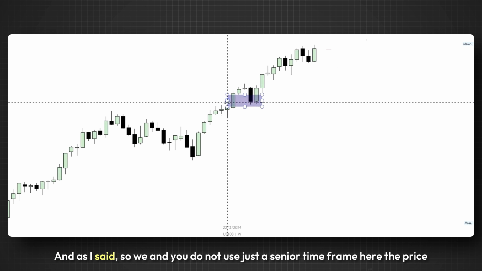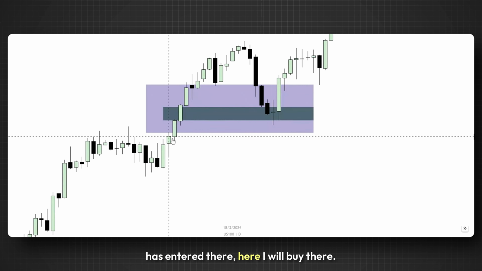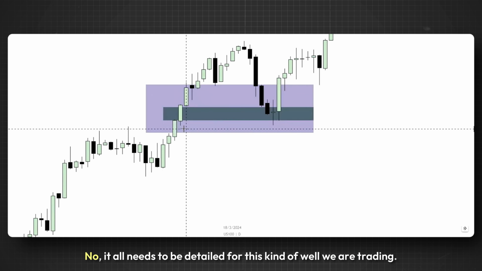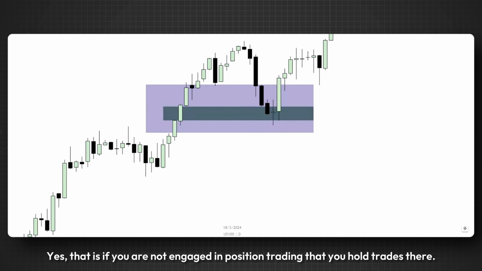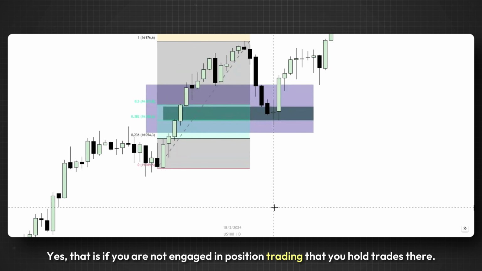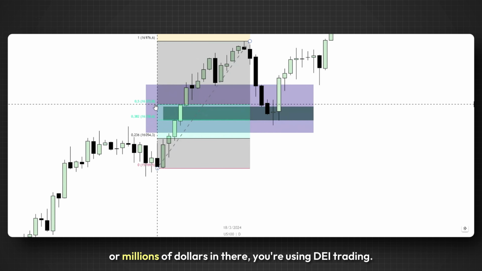And as I said, we do not use just a senior time frame. Here the price has entered there. Here I will buy there. No, it all needs to be detailed for this kind of, well, we are trading. Yes, that is if you are not engaged in position trading, where you hold trades for months and years, you don't have hundreds of thousands of dollars or millions of dollars in there, you're using day trading. And because of that, we can find additional confirmations that can tell us here that yes, indeed the price has stopped out.